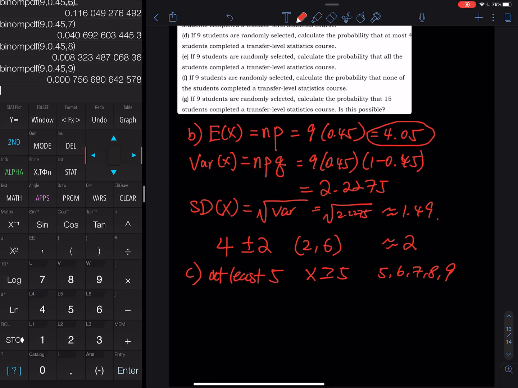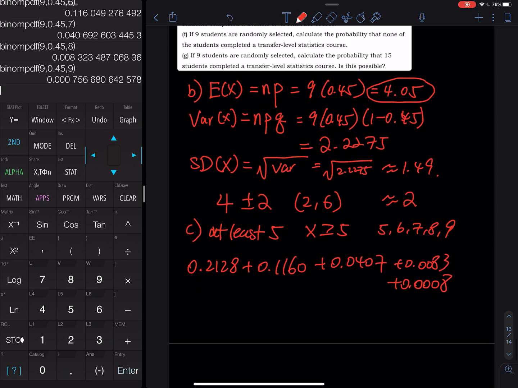So that is 0.2128 plus 0.1160. Just look at the probability table. Every x corresponds to a probability. The table we just did is called the probability distribution of the random variable x. All right, so the sum is your answer. Okay, let's switch color for the rest.